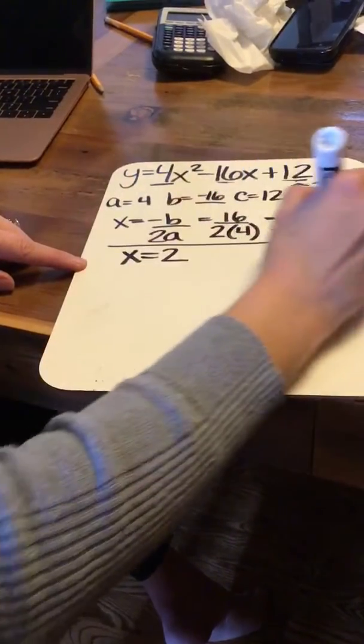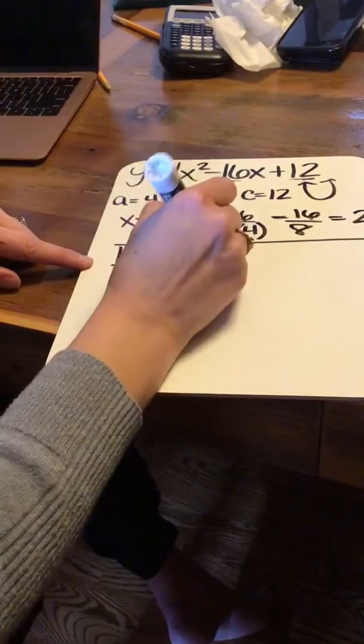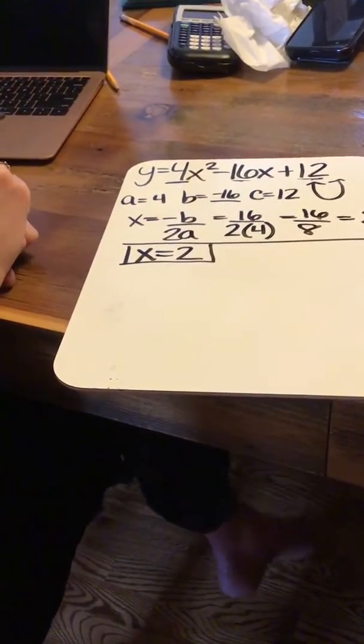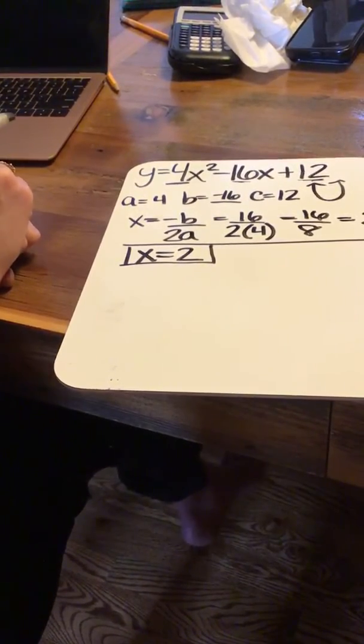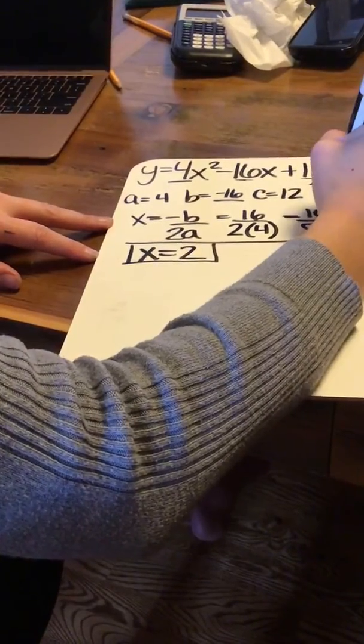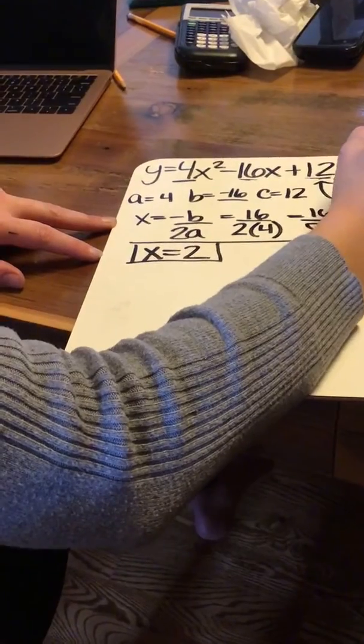This is the work to get there. This is the answer that you put on the line where it says equation of the line of symmetry. This means that my parabola has a line that goes through it right here, and the equation of that line is x equals 2. Okay?